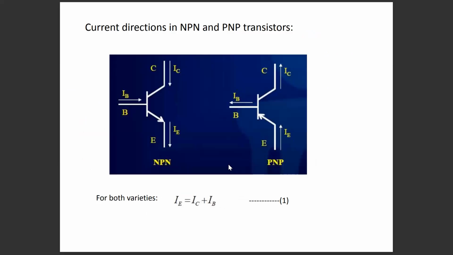So, current direction in NPN and PNP transistors. In NPN transistor, the current flows from base to emitter. In PNP transistor, the current flows from emitter to base. In both the types, total current IE equals IC plus IB.